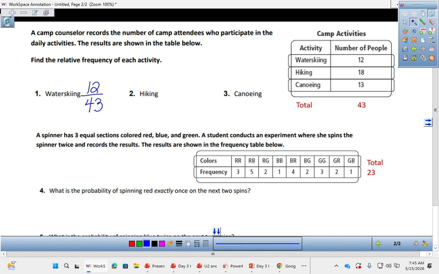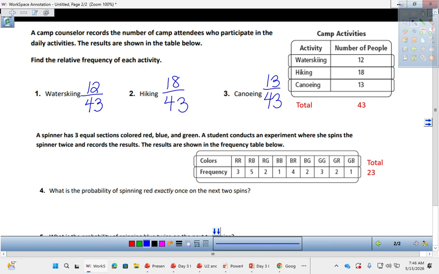Hiking, 18. And then canoeing, 13. All right, all of those over 43. I would check if they simplify. They don't. All right. So next one says, a spinner has 3 equal sections colored red, blue, and green.